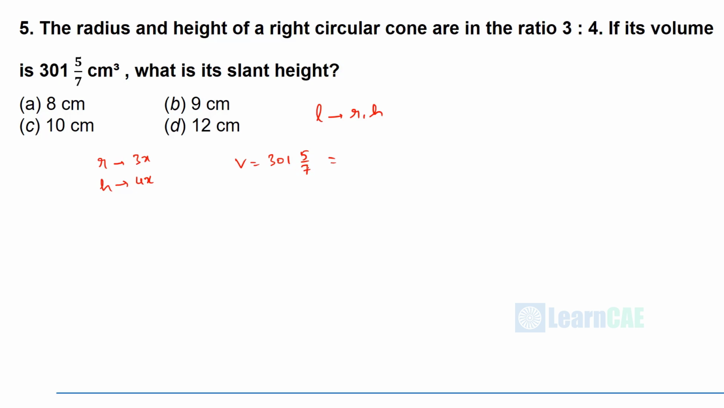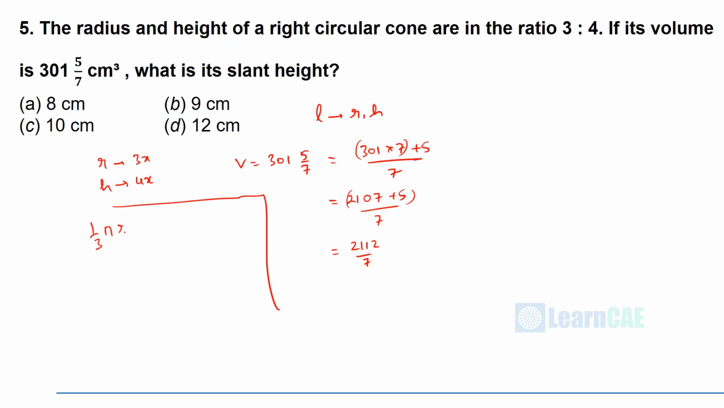This we can write as 301 into 7 plus 5 divided by 7. So we can calculate the value. 7 ones are 7, 0, 3 7s are 21, plus 5 by 7. This will be equal to 2112 by 7. And we can write volume as 1 by 3 pi r squared H is equal to 2112 by 7. We can substitute the value of pi here, 22 by 7 r squared H is equal to 2112 by 7.